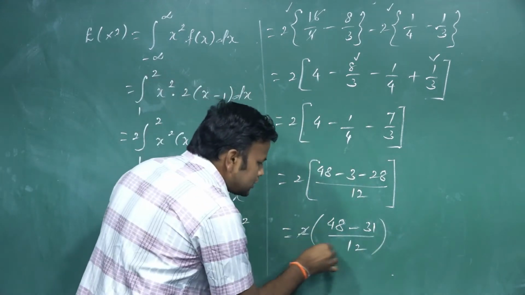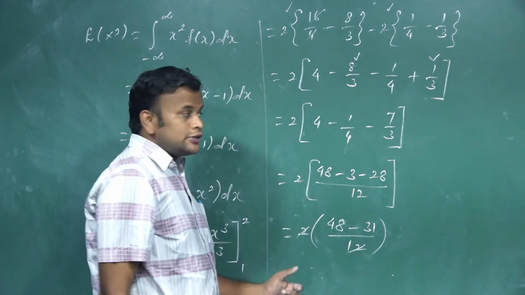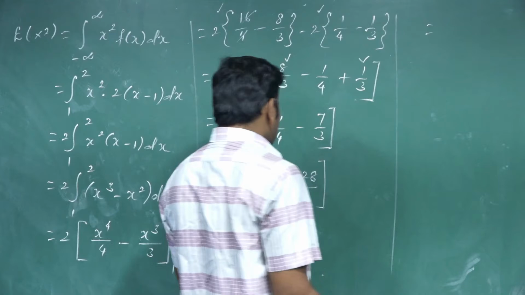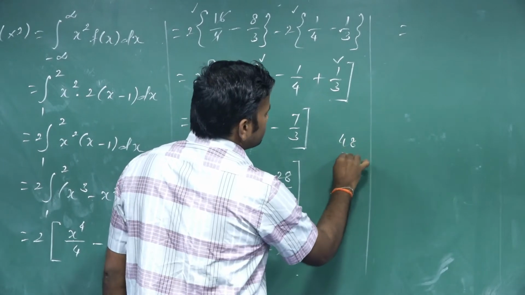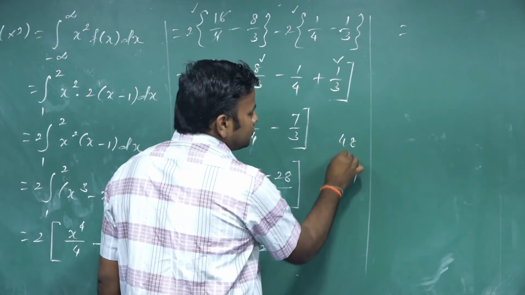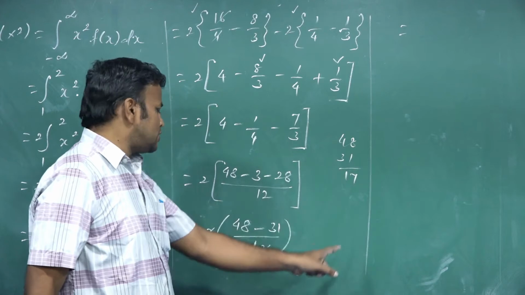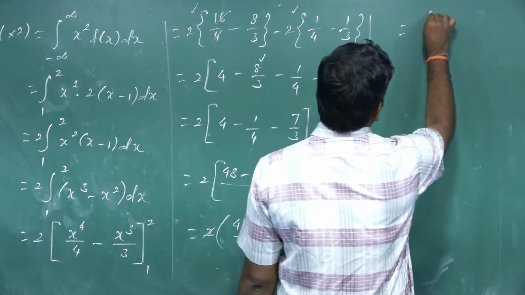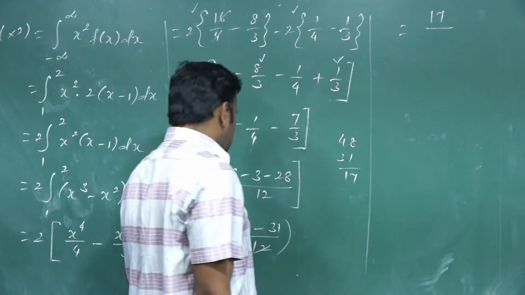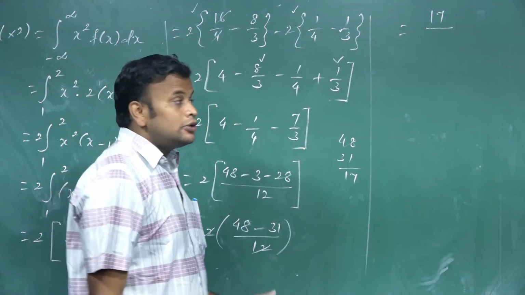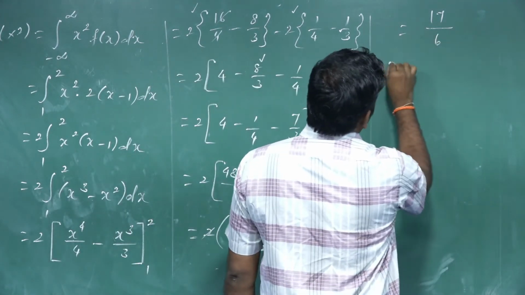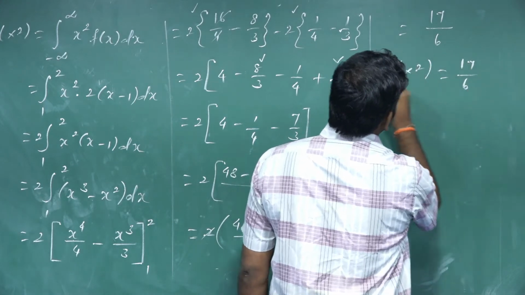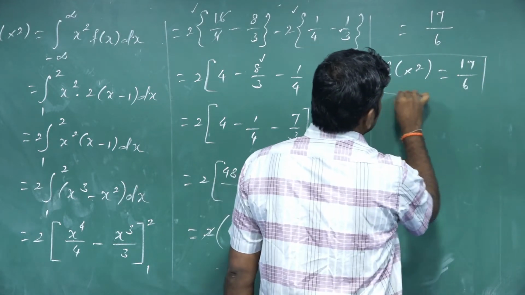Now there is a chance to cancel with the 2. I cancel. So I get the numerator 48 minus 31: 48 minus 31 is 17. What is the value of the denominator? We cancel with the 2, so 6. So the E of x square value is 17 by 6.